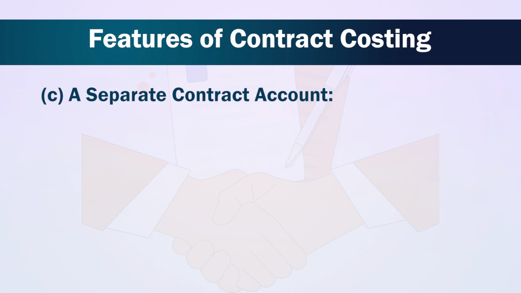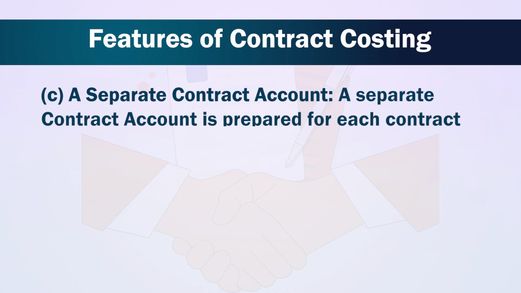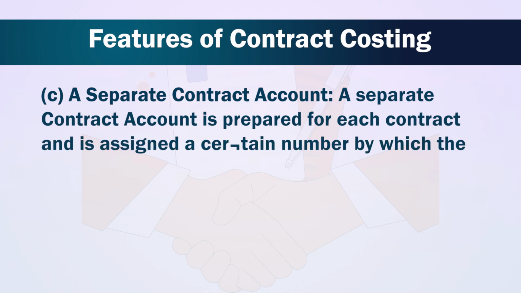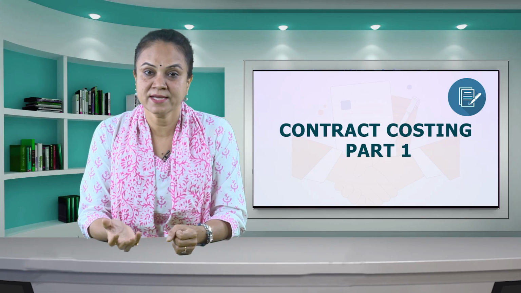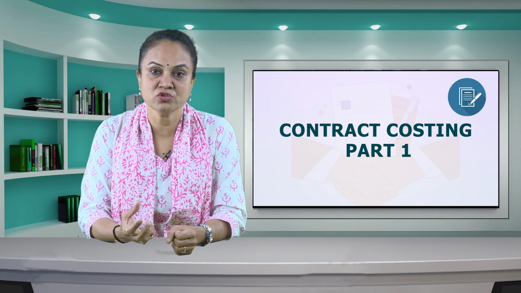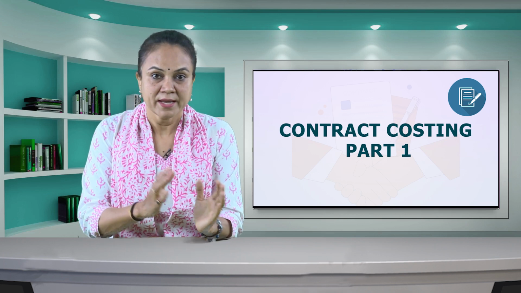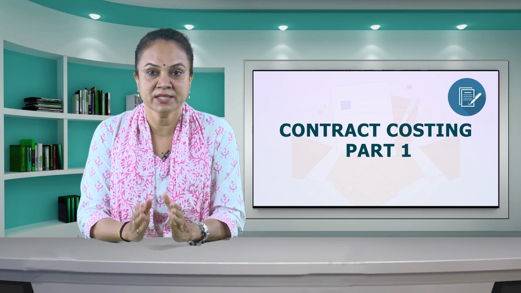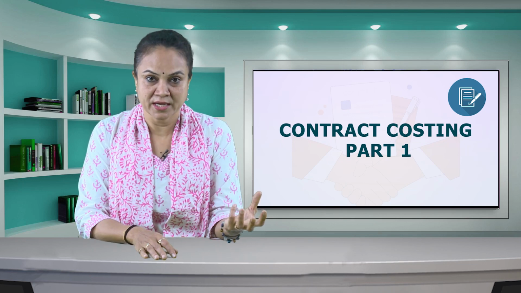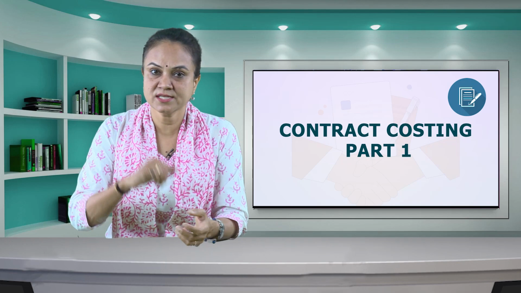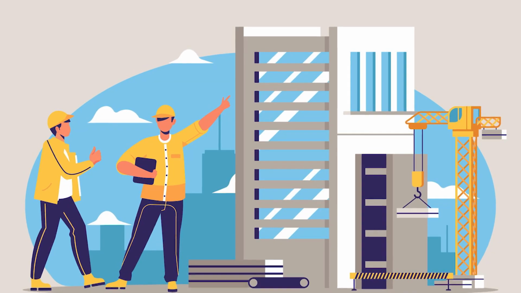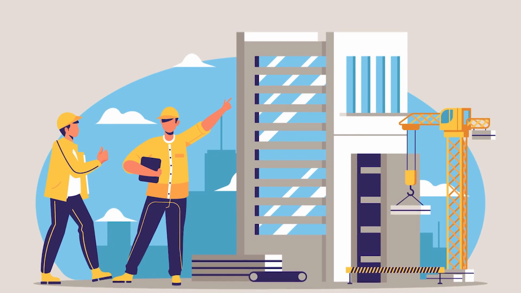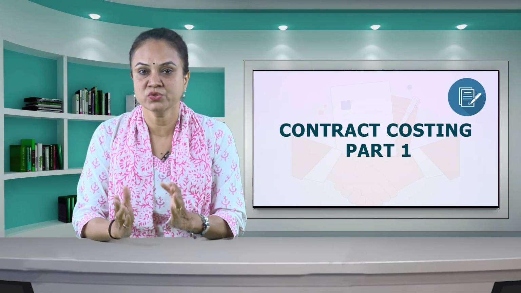Third, a separate contract account. A separate contract account is prepared for each contract and is assigned a certain number by which the contract is identified. For example, a contractor has undertaken contracts of construction of 3 buildings. For recognition purposes, he may call these contracts contract A, contract B and contract C. He may assign numbers to them like contract number 101, 102 and 103.